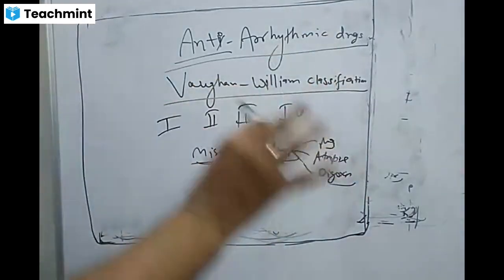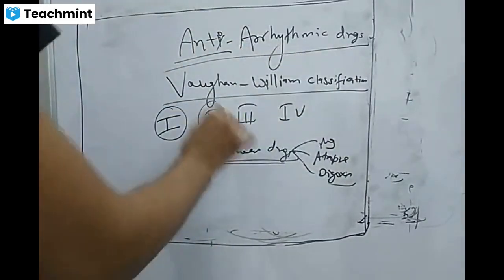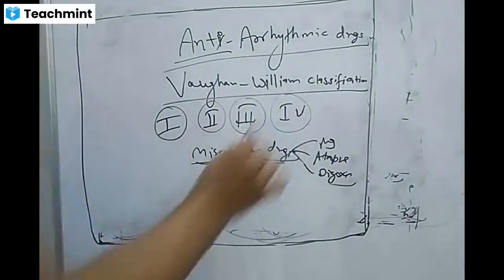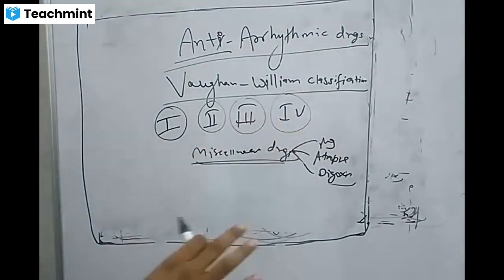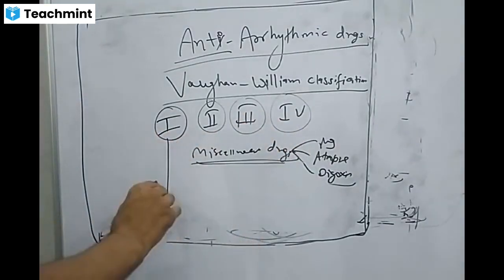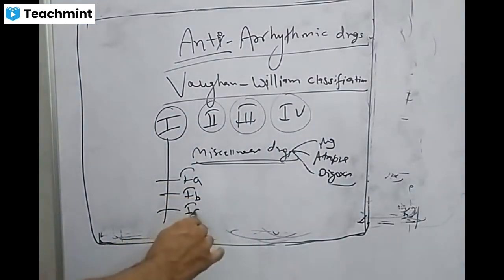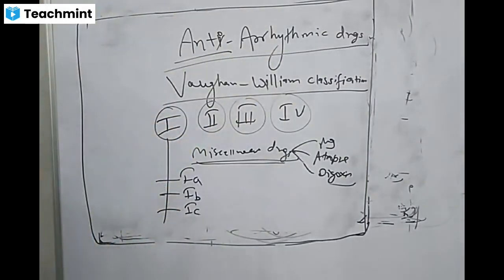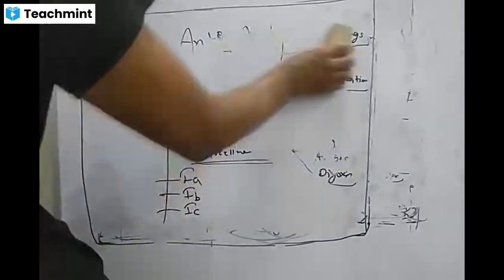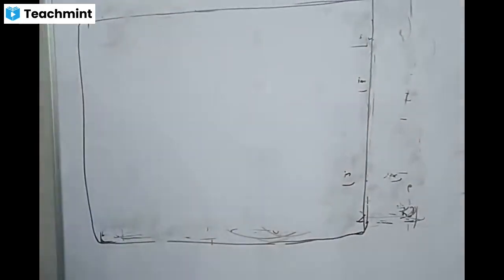The Vaughan-Williams classification divides the anti-arrhythmic drugs into four classes: 1, 2, 3, and 4. After this division, we'll see that class 1 is further divided into 1A, 1B, and 1C. So this is your Vaughan-Williams classification. Now, how do we remember all these four classes of drug?